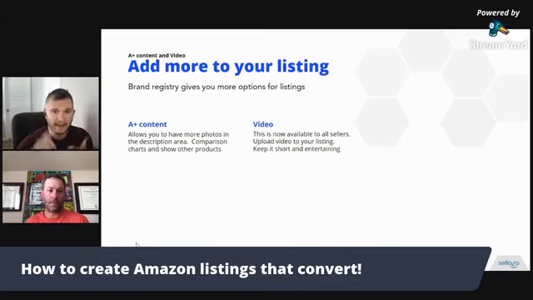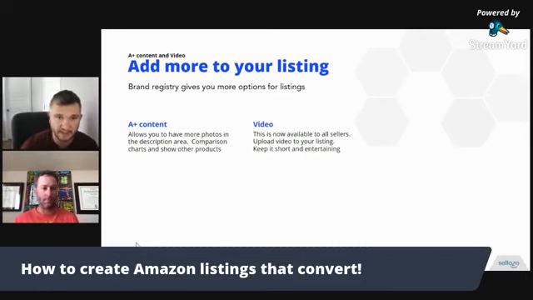Some of those are A+ content. It used to be A+ content and video, but Amazon recently gave video to all sellers. So every seller can add a video to their listing now. You don't have to be brand registered to do that. But A+ content is still a feature for brand registry.